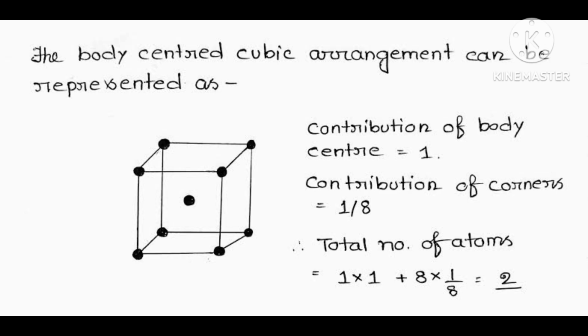Then upside one void, one triangle. Down one void, one triangle. North side, one triangle. South side, one triangle. East and west, one triangle. Means total how many voids are there? 1, 2, 3, 4, 5, 6. 6 voids. 6 triangles you will get.